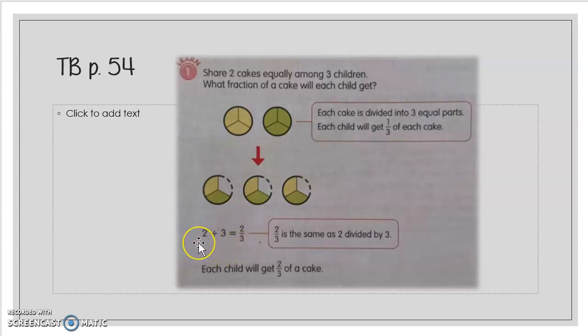Remember, the number that you mention first will be the numerator, which is in front. Okay, sorry, the one in front will be on the top. So 2 divided by 3 will be the same as 2 over 3. Okay, so it means each child will get 2 over 3 of a cake. Why does this become a fraction? Because the question asks for the fraction.